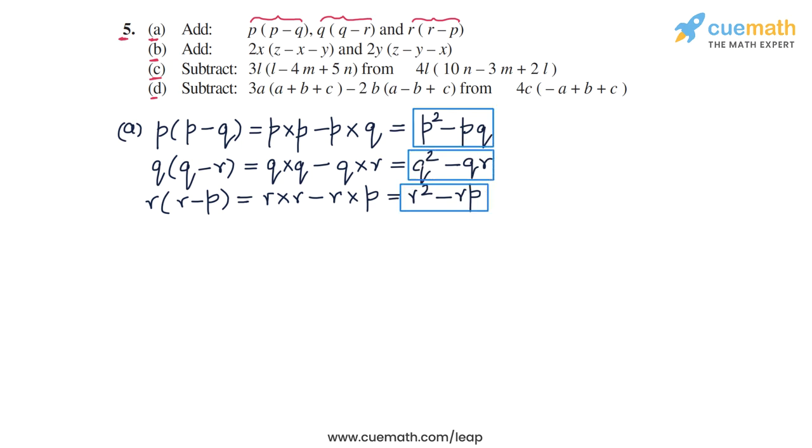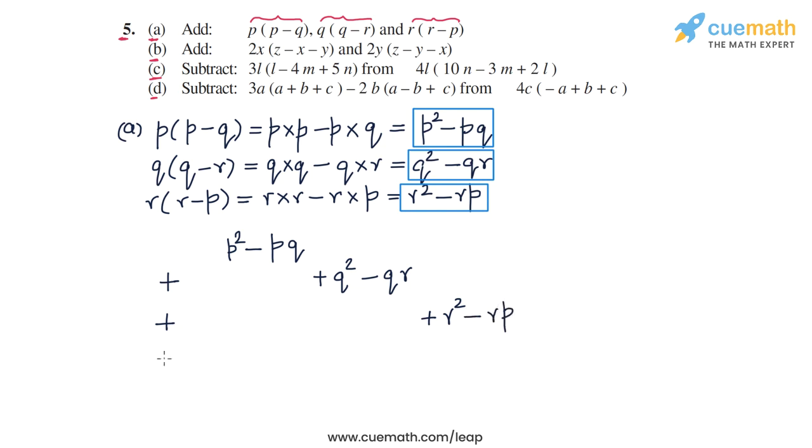So these 3 expressions we will add now. We will write them in separate rows, in a way such that the like terms come below each other. So we have the first expression P square minus PQ. Then we add the second expression, Q square minus QR. So we will need to write these separately, because none of these terms is a like term with the terms in the first row. And then in the third expression we have R square minus RP. So again we will write these separately, R square minus RP.